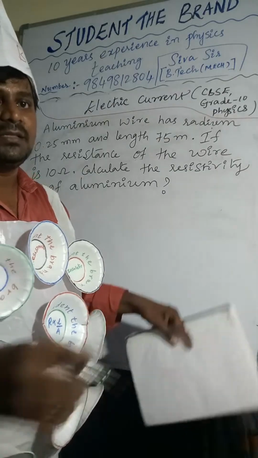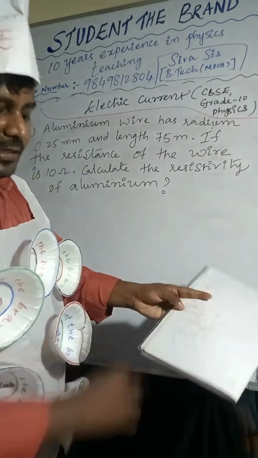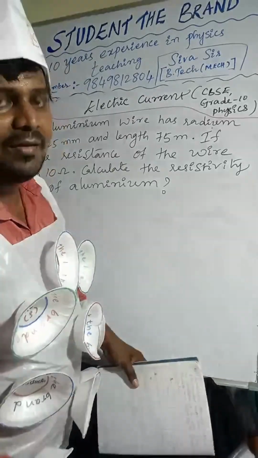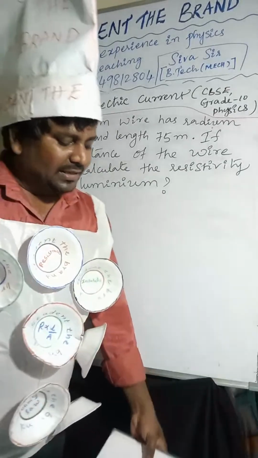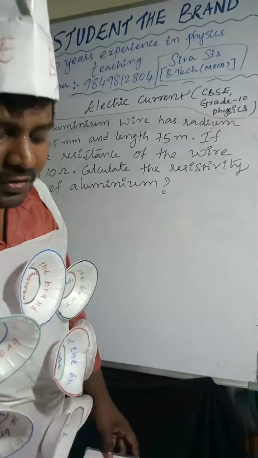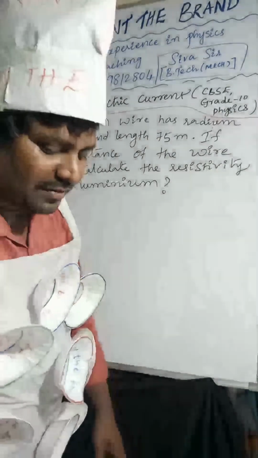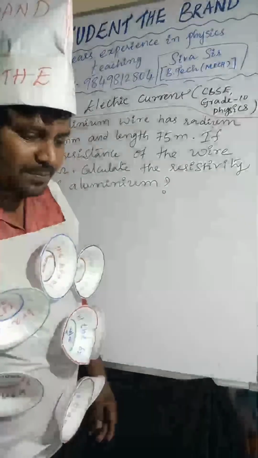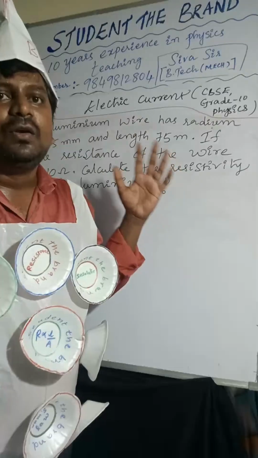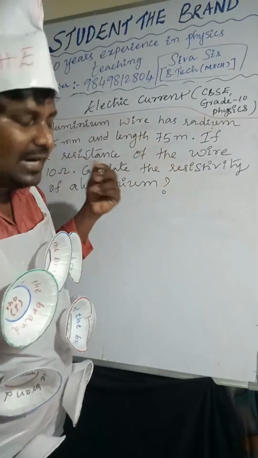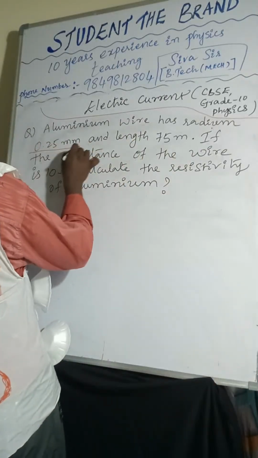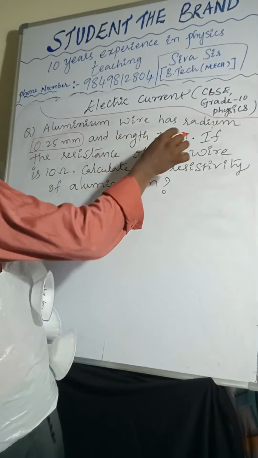You can check once. Every time I will tell one thing, so listen carefully. First write the given data. Every time you are doing it, you must first write the given data. Given data is very, very important. First you have to note down the given data. Take one pencil and underline whether they are given in meter or not.